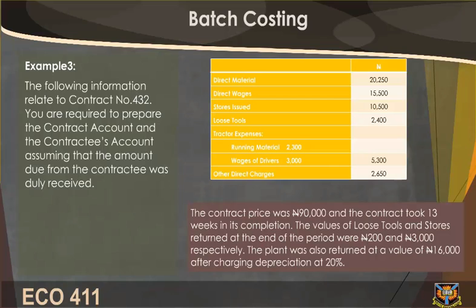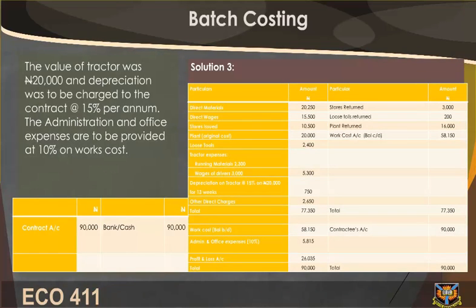The contract price was 90,000 and the contract took 13 weeks in its completion. The values of loose tools and stores returned at the end of the period was 200 and 3,000 respectively. The plant was also returned at a value of 16,000 after charging depreciation at 20%. The value of tractor was 20,000 naira and depreciation was to be charged at the contract at 15% per annum. The administration and office expenses are to be provided at 10% on work cost.